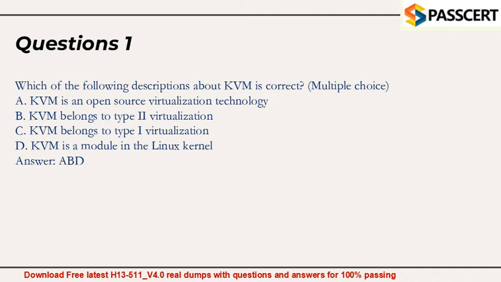Question 1. Which of the following descriptions about KVM is correct? Multiple choice. A. KVM is an open-source virtualization technology. B. KVM belongs to Type 2 virtualization. C. KVM belongs to Type 1 virtualization. D. KVM is a module in the Linux kernel. Answer: A, B, D.